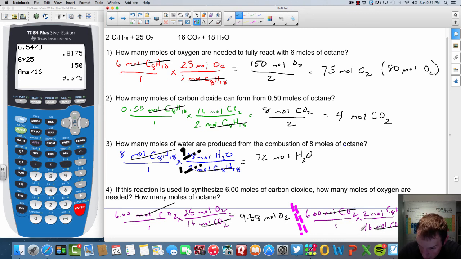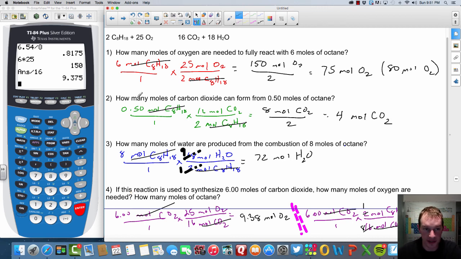Here's a little shortcut rule. 2 over 16 is the same as 1 over 8. So now it becomes 6 times 1 is 6 divided by 8, which is equal to 0.750, 3 significant figures, 0.750 moles of C8H18. Okay, don't believe me, you can go to your calculator and figure it out.